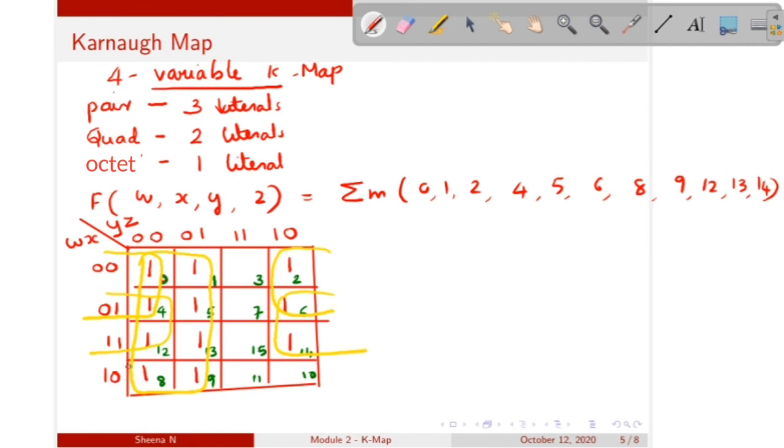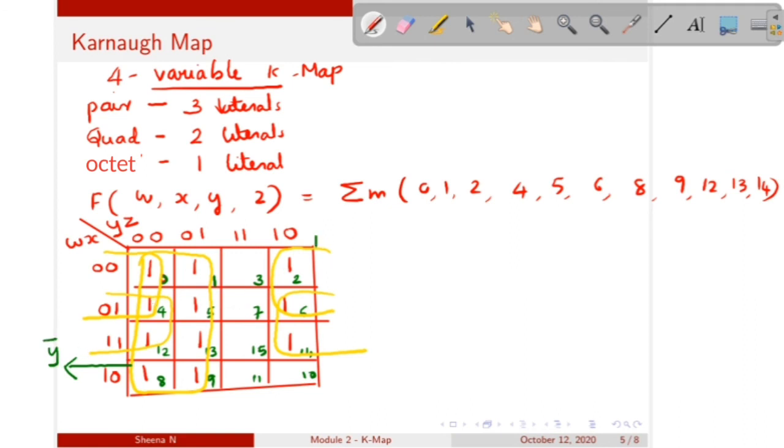Next we can write the Boolean expression for each group. Consider this octet. In the octet, W and X are cancelled because W can have values 0 and 1, X also has values 0 and 1, so they are cancelled. Then Y is 0 and Z also 0 and 1, Z is cancelled. So we have only Y bar in the expression.